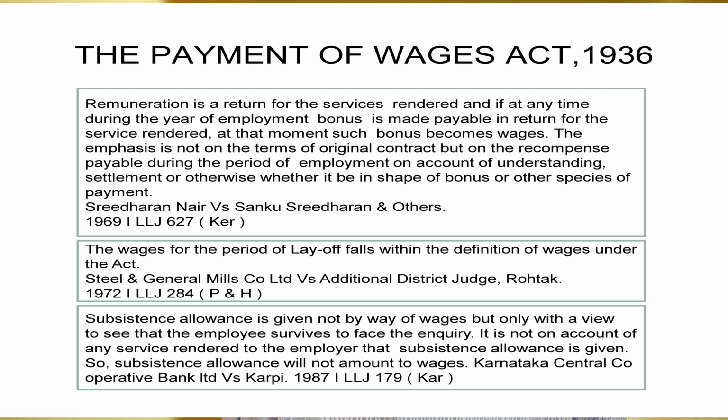Steel General Mills versus Additional Labor State, a Punjab and Haryana High Court decision. Subsistence allowance is given not by way of wages, but only with a view to see that the employee survives to face the inquiry. Hence, it is not accounted as service rendered, and it will not amount to wages, as decided by the Karnataka High Court in 1987. These are a few illustrations just to appreciate the definition of wages.